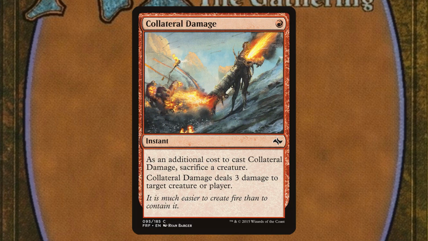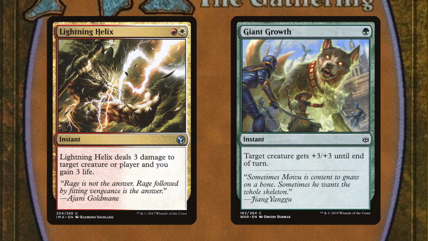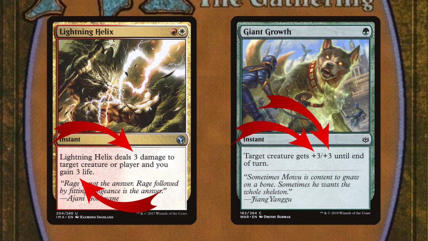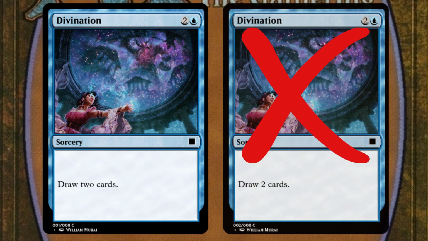Whenever a card deals damage to something, you must have that card specify the source that deals the damage. You cannot just say, "Deal 20 damage to target player." You must say, "Deathfire deals 20 damage to target player," or "Target creature deals 20 damage to target player." You should only use numerals for damage, life, and power and toughness changes. Otherwise, spell out the number. "Draw two cards," not "draw 2 cards."